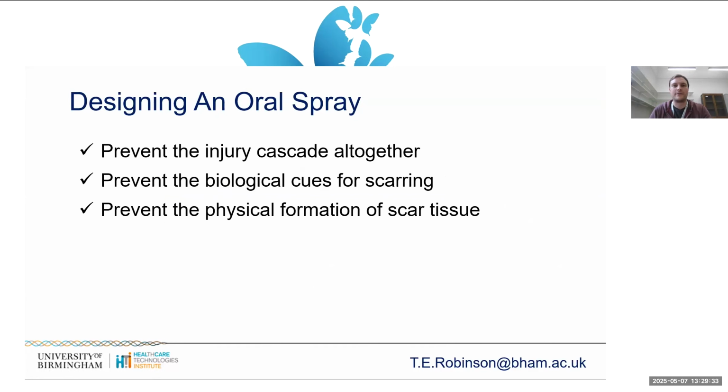So hopefully I've convinced you at this point that we have 3 different strategies, all of which use the same polysaccharide and not much else. We can use it as a lubricant. We can use it to stop those biological cues that halt the TGF-beta from acting, and we can stop it from physically causing scar formation.